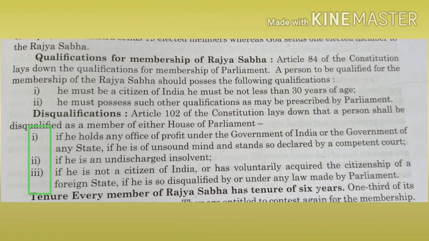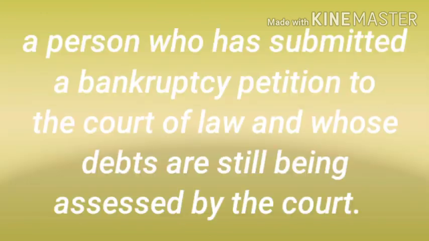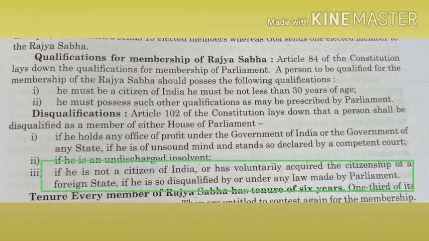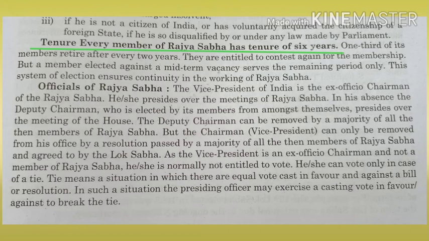Let us understand this term a little more in detail. An undischarged insolvent is a person who has submitted a bankruptcy petition to the court of law and whose debts are still being assessed by the court. Once this is done, the person becomes a discharged bankrupt or a discharged insolvent. If he ceases to be a citizen of India or has voluntarily acquired the citizenship of a foreign state, or if he is disqualified by any law that is made by the Parliament.